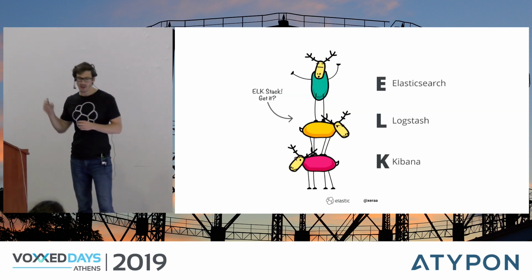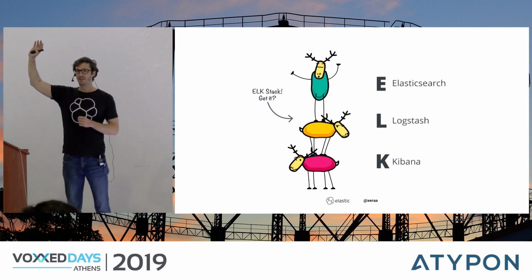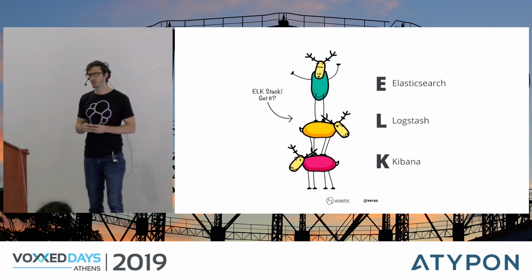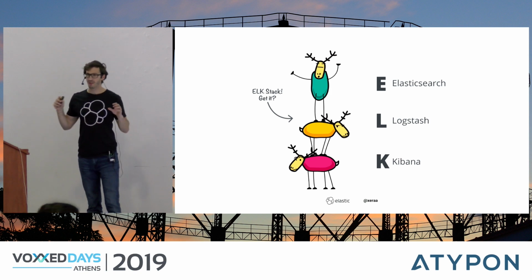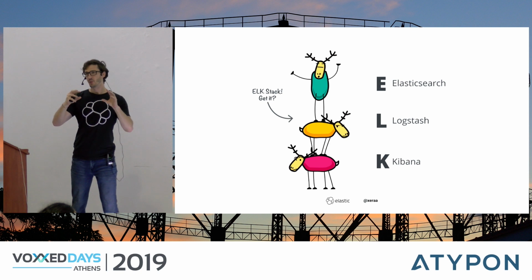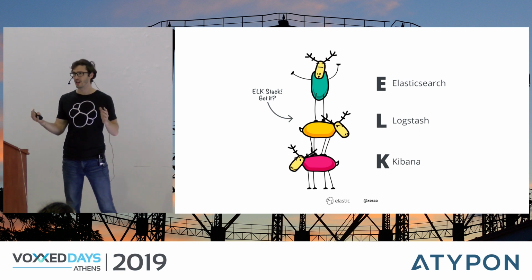So a lot of you might know our logging stack, ELK. Who has heard of ELK? Yes. Who is using ELK? OK. At least some. Maybe we have to work on that number, so let's see. So we have Elasticsearch, which is the main component which stores the data. We have Logstash, which can parse and enrich the data to put it into Elasticsearch, and Kibana to visualize it.